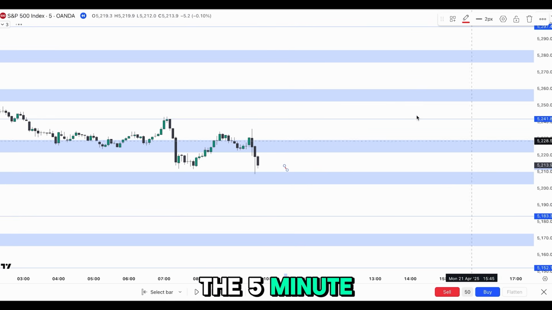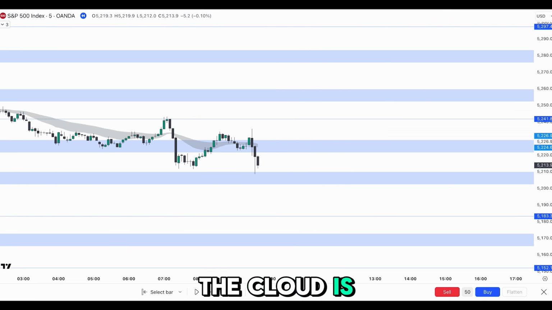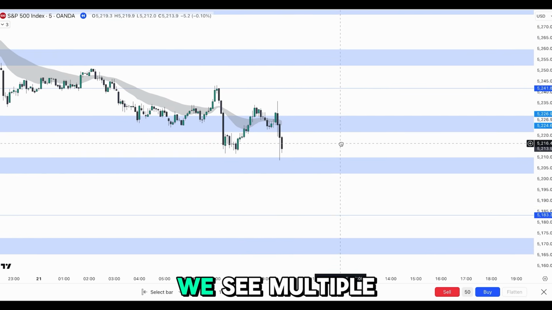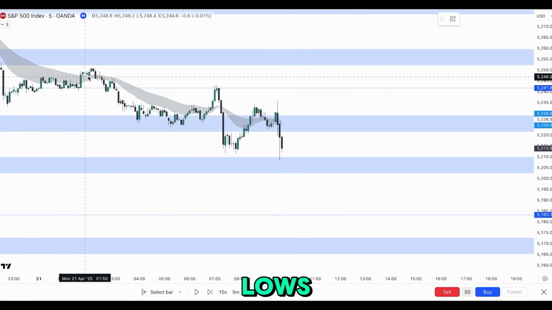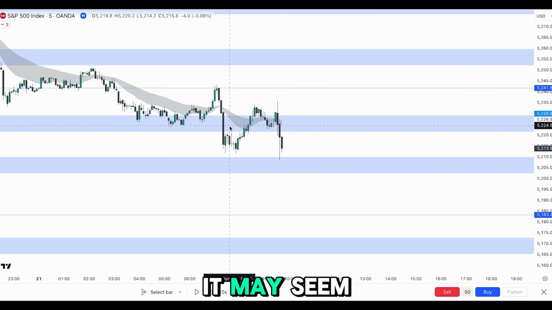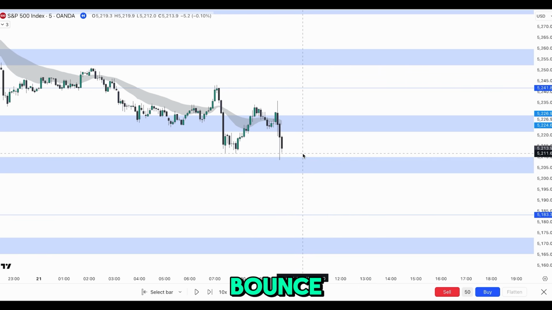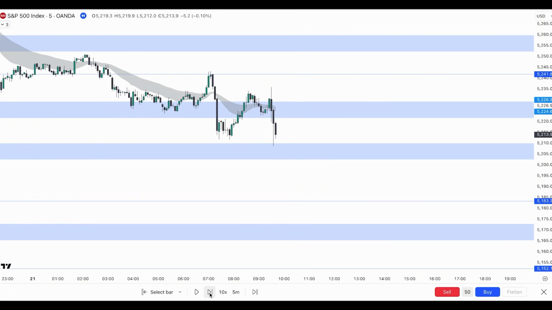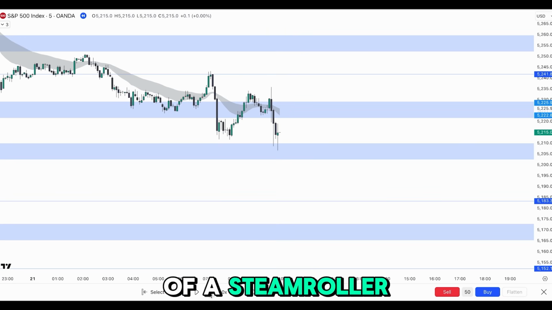Let's look at the 5-minute time frame. We see that the cloud is also sloping down, and price action is also confirming. We see multiple lower highs and lows. Remember, you don't want to go against this. It may seem tempting to look for an oversold bounce or a reversal, but that's just your personal bias getting in the way. Don't pick up pennies in front of a steamroller.